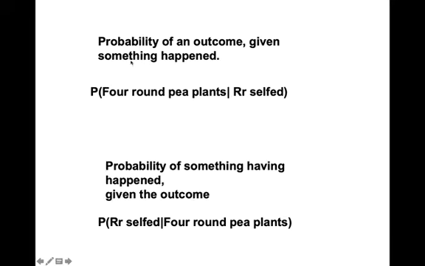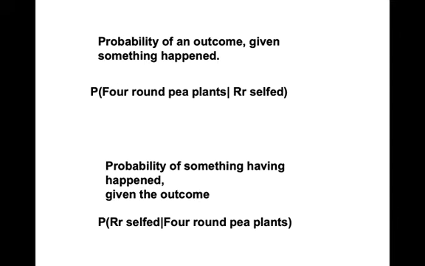Before, we talked about the probability of an outcome. You have some outcome that you're trying to figure out the probability of, given that something happened. The way we would say this is: what's the probability of having picked 4 round pea plants, given that a big R, little r individual selfed? That was the way we've been doing conditional probability.